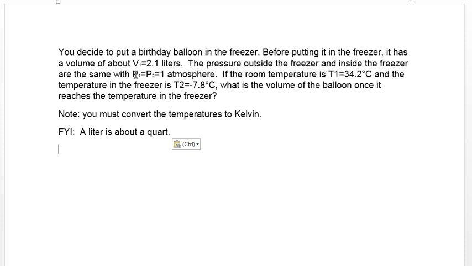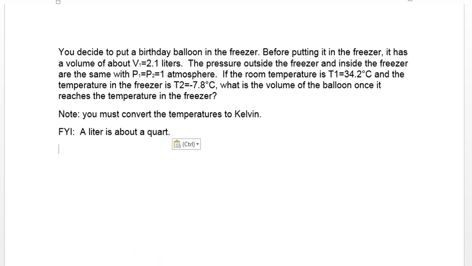Now, I will warn you, if you do this experiment with your niece's Mylar birthday balloon, there may be tears because it will deflate some, and then it will inflate again once you take it out and it warms back up. But let's take a look at this problem.